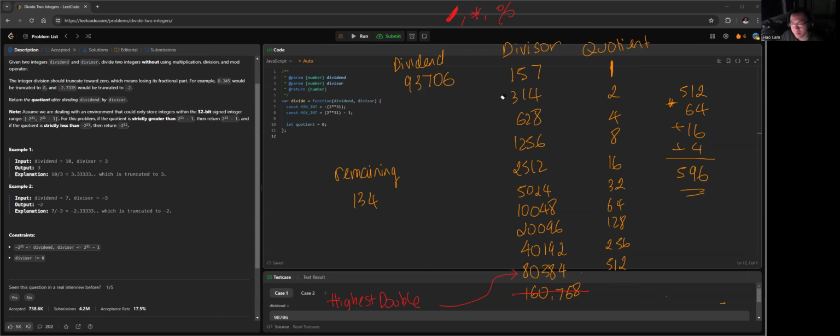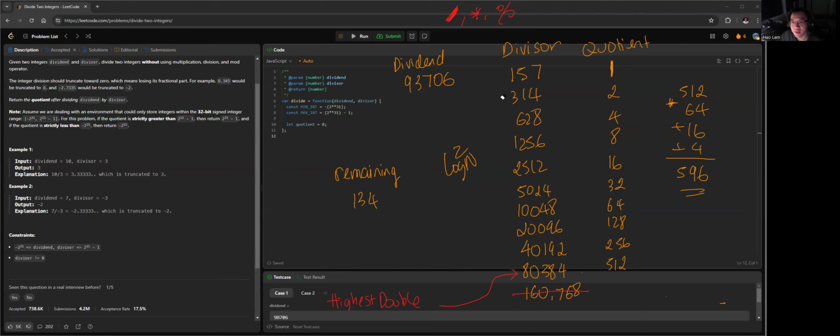As you notice, finding the highest double is going to be log of n, because you can keep doubling it every time. But then we have to find the highest double again and again on the remaining, and that is another log of n. So we're going to have log squared of n.